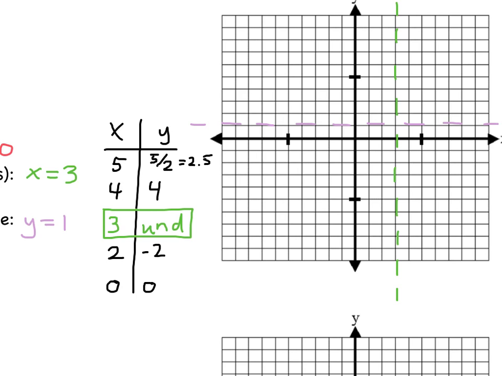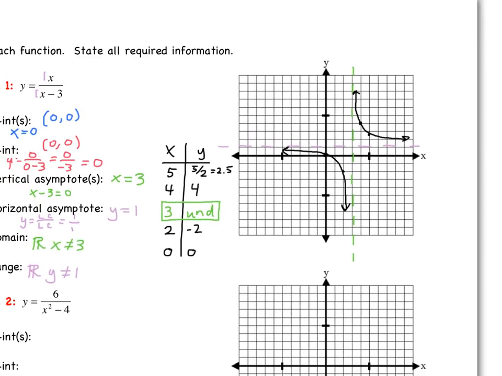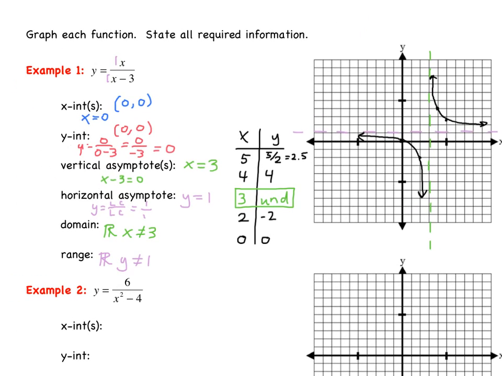Okay, and now let's just go ahead and plot those points. So we have the point 4, 4 and 5, comma 2.5, so that's about there. So this branch is going to look something like this and then follows along our asymptotes. And then we have 2, negative 2 and 0, 0. So we can go ahead and draw our branch over here, and there we have it. Okay, so if you take a look, that's what our rational graph is going to look like. Let's try one more together.